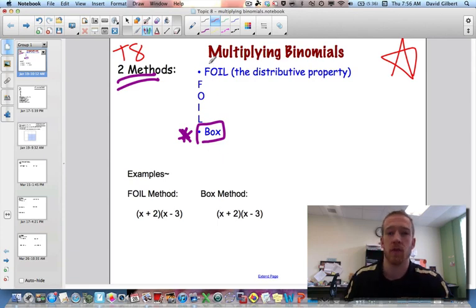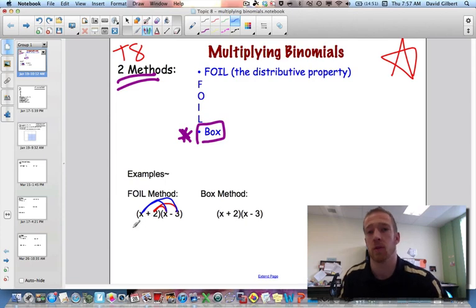So, one's called FOIL, and this is an acronym that stands for first, outer, inner, last. So what that means is we're multiplying here. Really what we're doing is distributing. If we had just a 2 here, then we would multiply 2 by each of those things, right? And then if we had just an x, we would multiply x by both of those things and get 2 results, right? So now, what we're doing is we're distributing. We're going to multiply a 2 by both of those things and multiply the x by both of those things. We're going to get 4 resulting products that we then add together, combining any like terms.